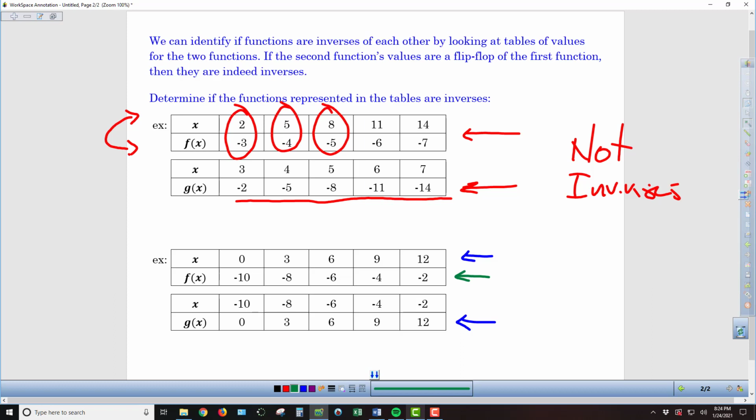So the outputs in the original were negative 10, negative 8, negative 6, negative 4, negative 2, and here indeed we have the exact same set of numbers. So in each case, it's just the flip-flop of the ordered pairs. 0, negative 10 became negative 10, 0, and so on. So this one, we do have a couple of inverse functions.